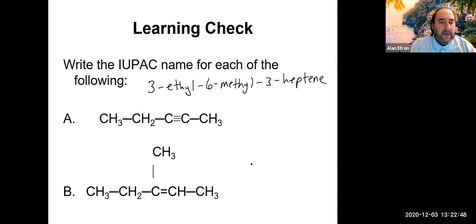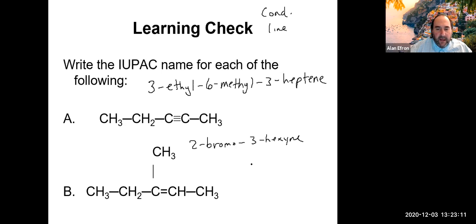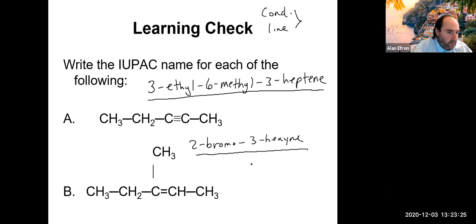and why don't you draw 2-bromo, 3-hexyne. Let's do both. Why don't you do both the condensed and the line formula for both of those? So take a minute or two and draw both of those guys. So 3-ethyl, 6-methyl, 3-heptene, and 2-bromo, 3-hexyne. Again, it works the same way. You want to work backwards in terms of the name and drawing it.